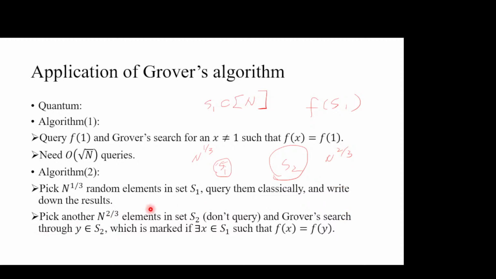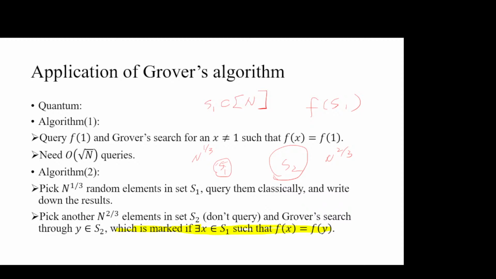So we just randomly pick these n to the 2/3 items, and we don't query them, but we Grover search over them. For this Grover search, we need to decide on some oracle to search. So we have a very complicated oracle here, which marks items.